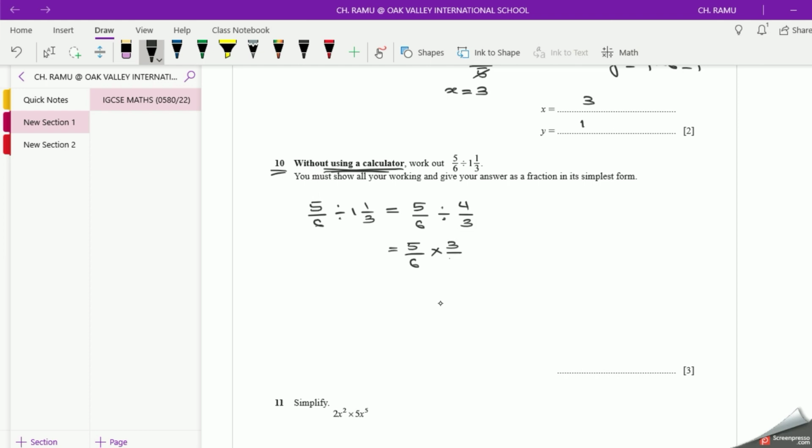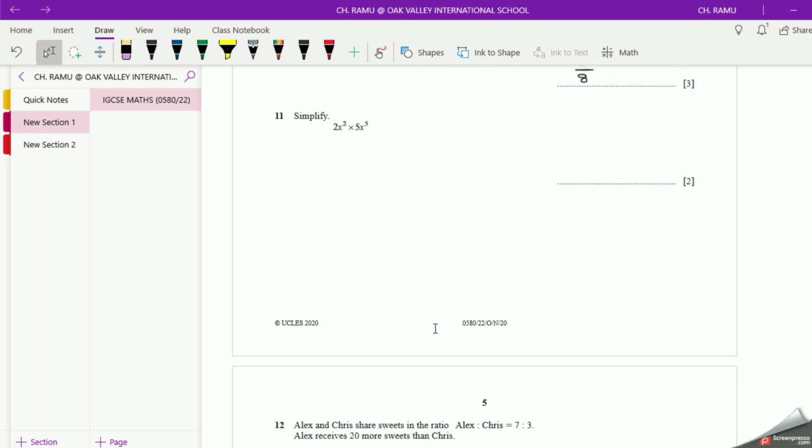Now we will go for the cancellation. 3 1s are 3, 3 2s are 6. So what will we get as the answer? 5 1s are 5. 2 4s are 8. So the answer will be 5 by 8. Now question number 11.